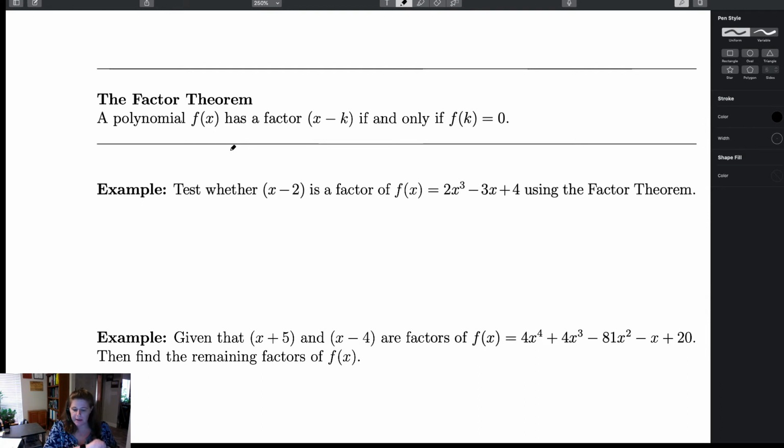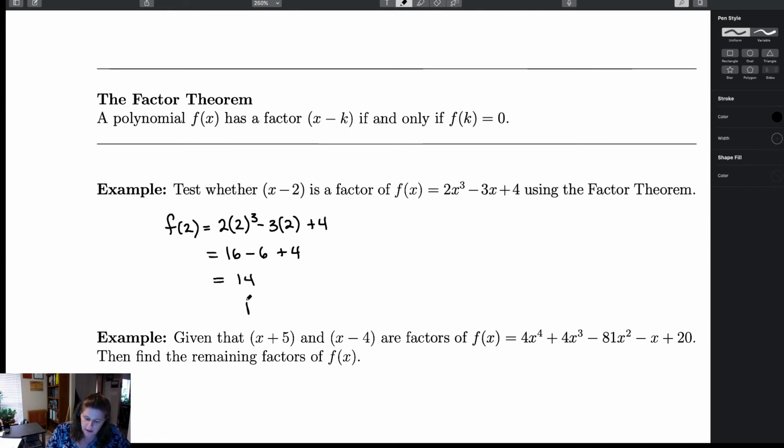So if I want to test whether x minus 2 is a factor of f of x before I go to divide it out, then I can plug in 2 to see. So f of 2 is equal to 2 times 2 cubed minus 3 times 2 plus 4. 2 cubed is 8, so 16 minus 3 times 2 is 6 plus 4. 10 plus 4 gives me 14, not a factor.